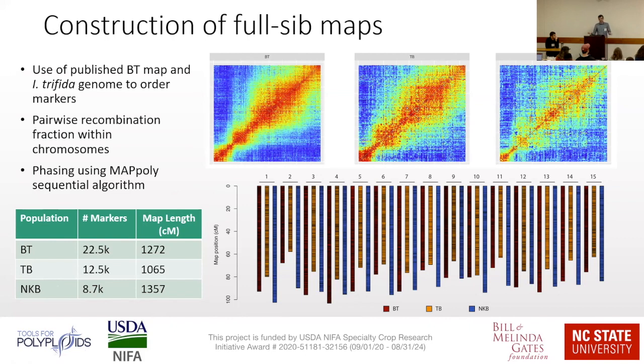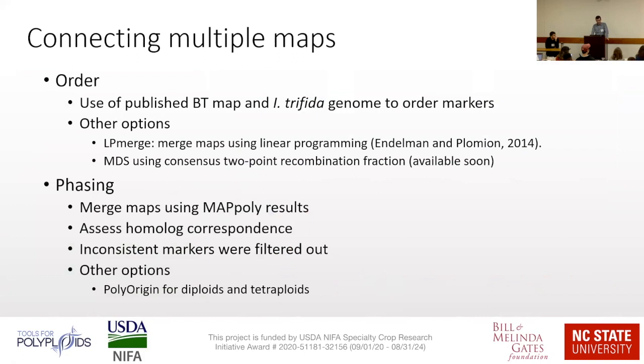Once you have these maps, of course, you need to phase each one of them. In this case, we used MAPpoly, as we showed in previous conferences or opportunities. And having those three maps phased, what you can do is combine these maps. What I'm going to show you here is how to combine these maps. You need two things, as I was saying. The first one is order, and the second one is phase. You need the phase and the order of the markers.